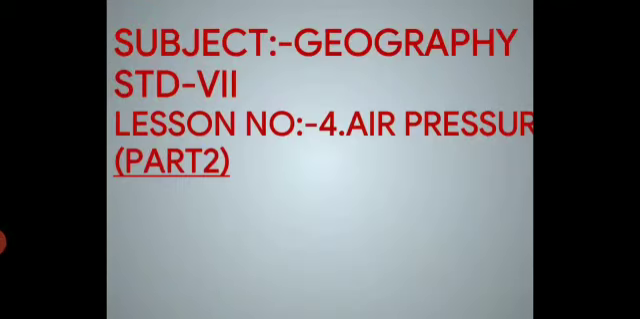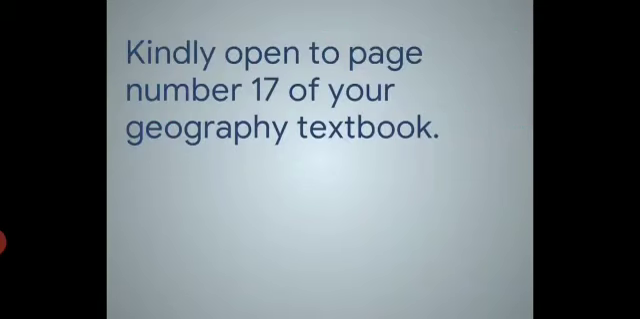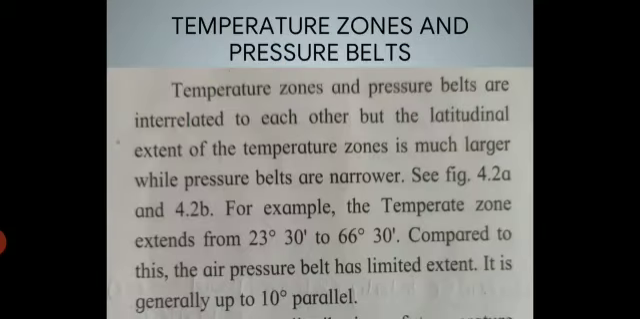We are going to study Geography subject, lesson number 4, Air Pressure, part 2. In the previous lecture, we have studied about altitude of the region and air pressure along with air temperature. In this lecture, we are going to learn more about it. So let us begin with our explanation. Kindly open page number 17 of your geography textbook. We will be learning about temperature zones and pressure belts.